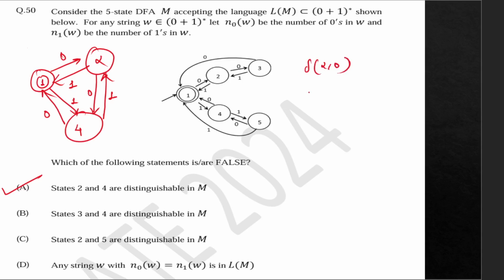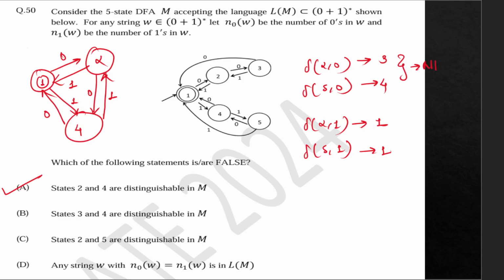So 2 on 0, 5 on 0. After that 2 on 1, 5 on 1. Let's see now the result. 2 on 0 getting 3. 5 on 0 getting 4. After that 2 on 1 getting 1. 5 on 1 getting 1. So here these are non-final states and these are final states.